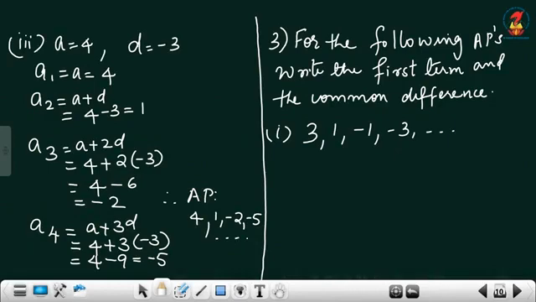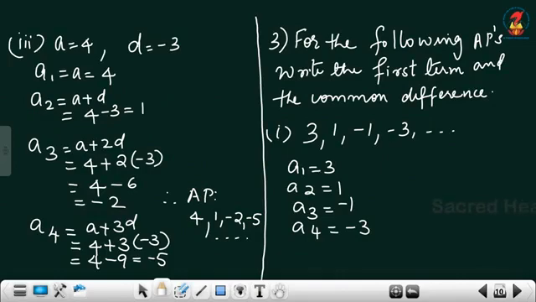So here the common difference is negative. Then third question. For the following APs, write the first term and the common difference. So an AP is given: 3, 1, minus 1, minus 3. So we can take A1 as 3, A2 as 1, A3 as minus 1, A4 as minus 3.